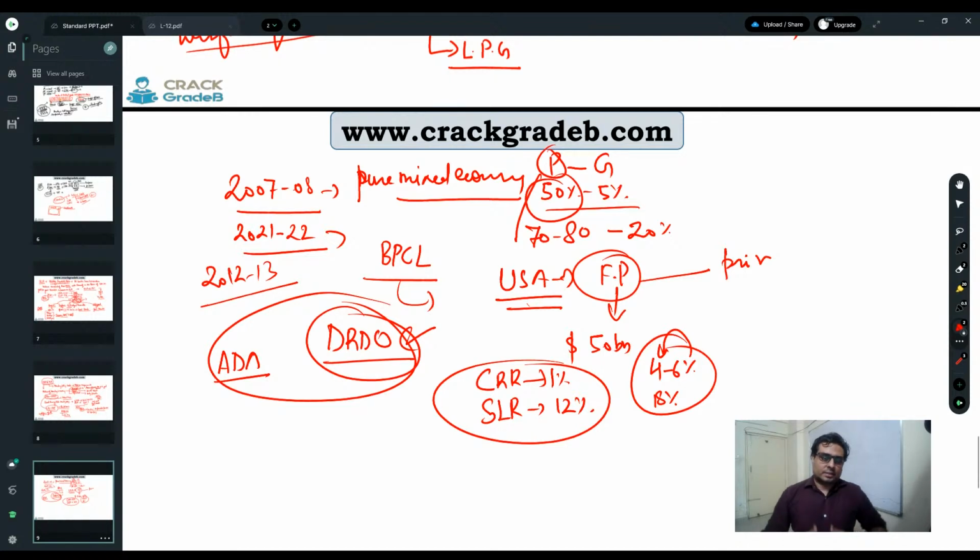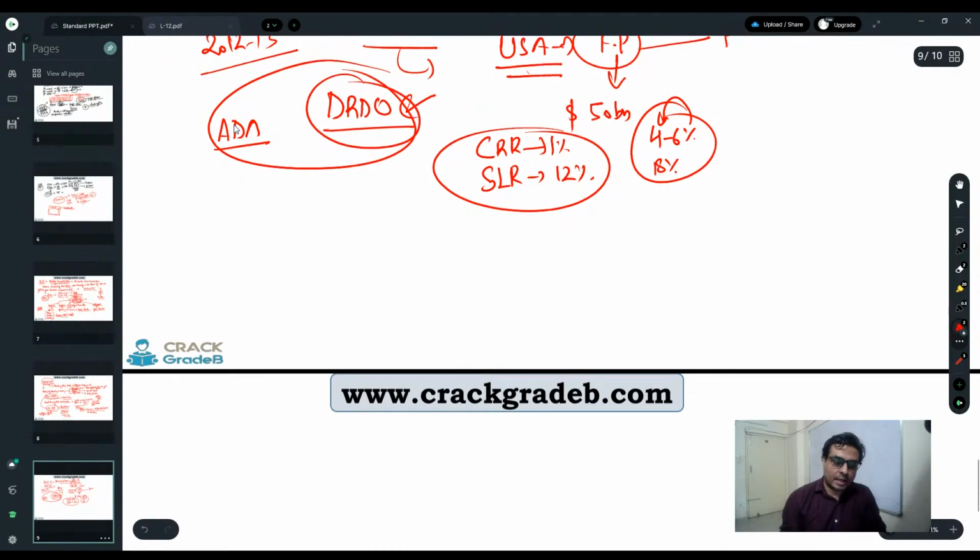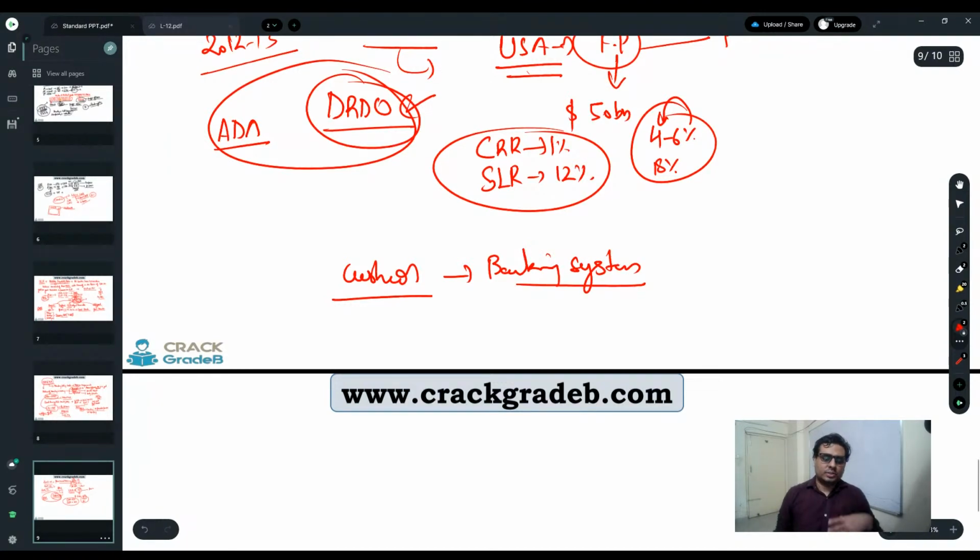Now the question arises: if you are heading towards even a more private kind of economy, why are you not decreasing CRR and SLR further? Because CRR and SLR both work as a cushion, right? They work as a cushion for the banking system. Now, how does CRR work as a cushion?